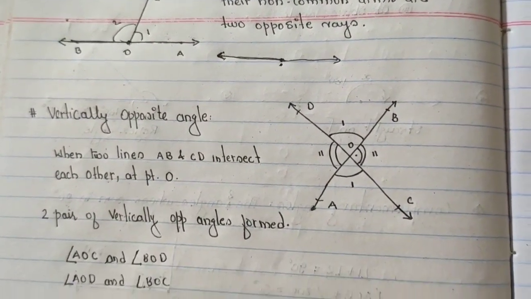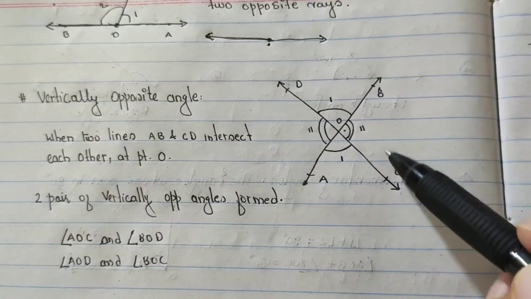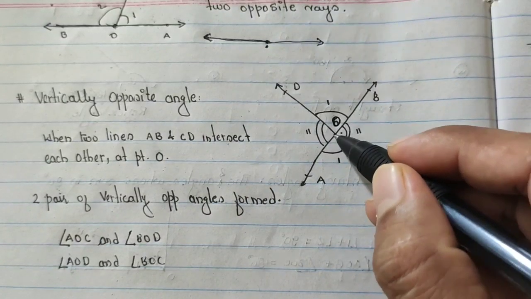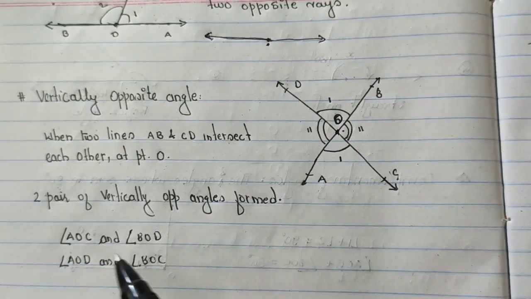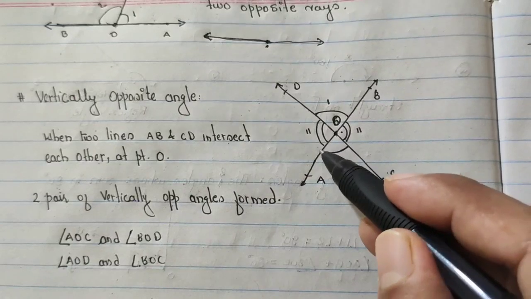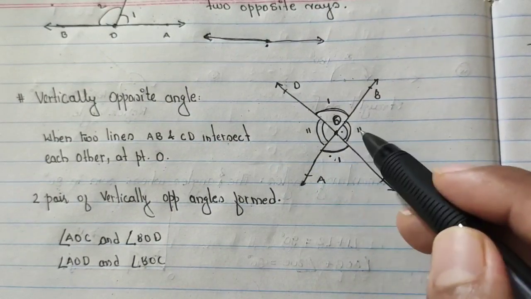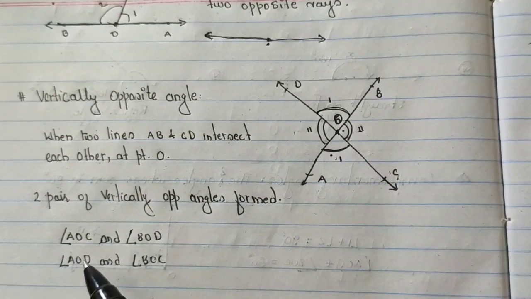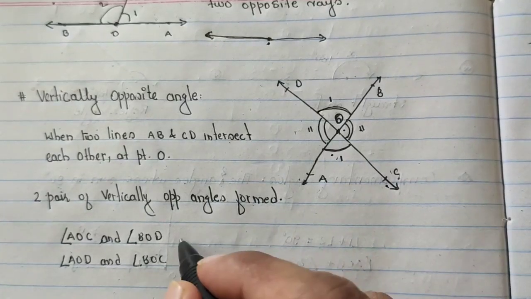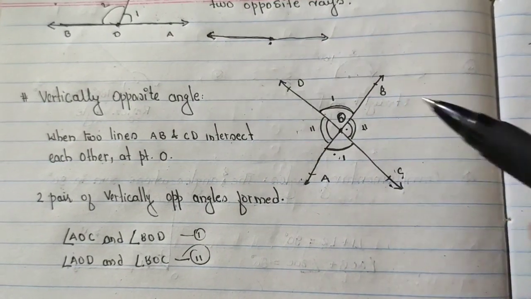Now what are vertically opposite angles? When two lines, suppose here line A and B and C and D, intersect each other at point O, then two pairs of vertically opposite angles form. Two pairs means this one and this one are vertically opposite angles, and this is another pair. So here angle AOC and angle BOD is one pair. This is one pair and this is the second pair, angle AOD and angle COB or BOC.